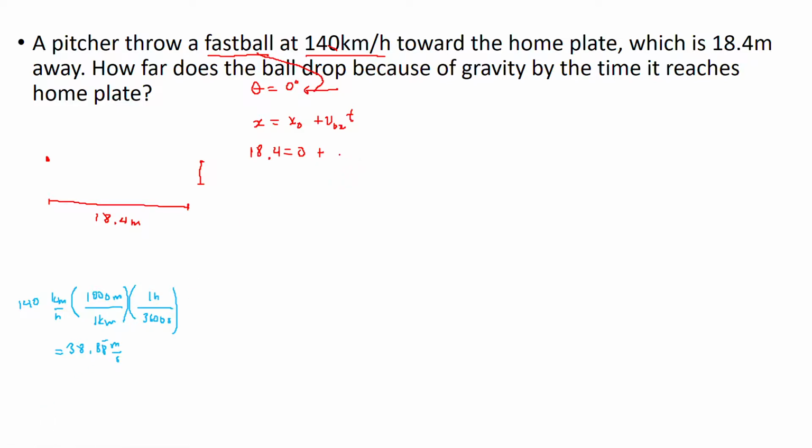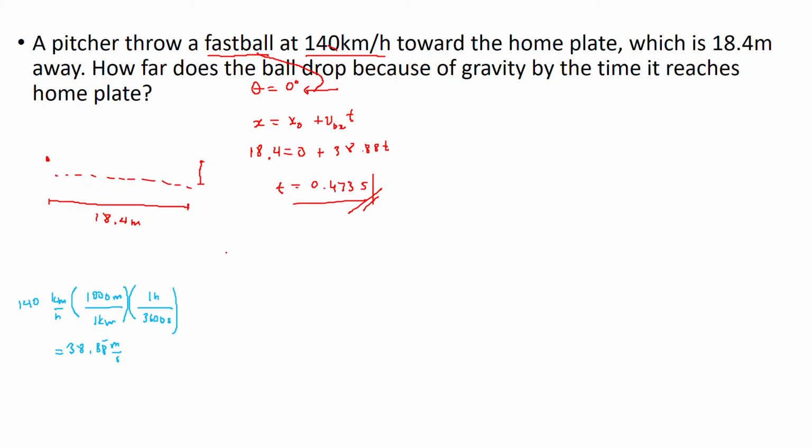Now with that information we can continue. We go back here and that velocity is 38.88 t. If we solve for t, we know the time is 0.473 seconds. Now we know the time that passes from when the pitcher releases the ball until it gets somewhere here.